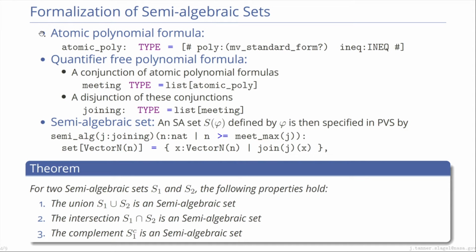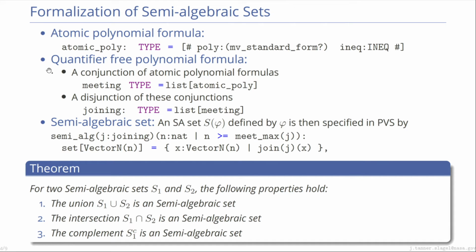All right, so once we have multivariate polynomials in PVS, we can go on and define semi-algebraic sets. An atomic polynomial formula is a record type in PVS, and it has a polynomial and an inequality. The way that a vector satisfies an atomic polynomial formula is you evaluate the polynomial at that vector and use the inequality to compare it to 0. If you get true, then that vector satisfies the atomic polynomial formula.